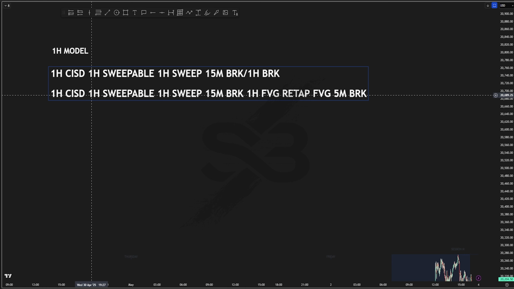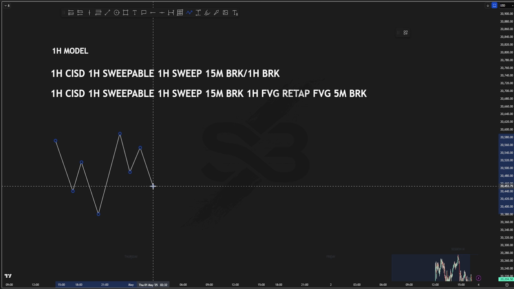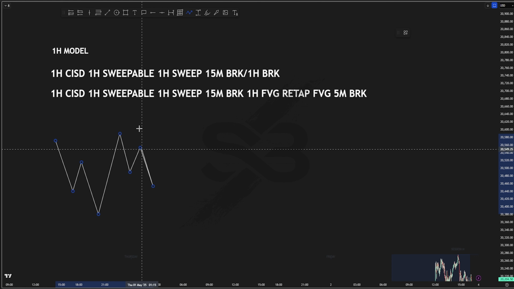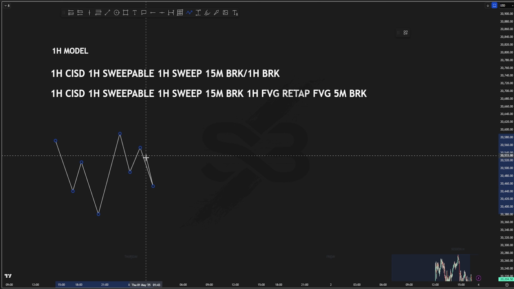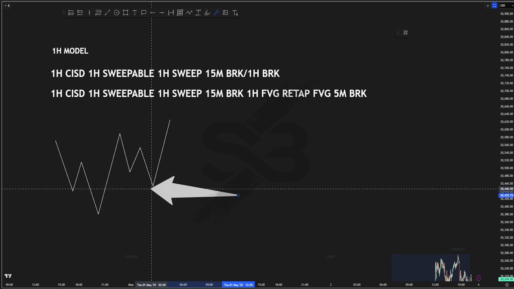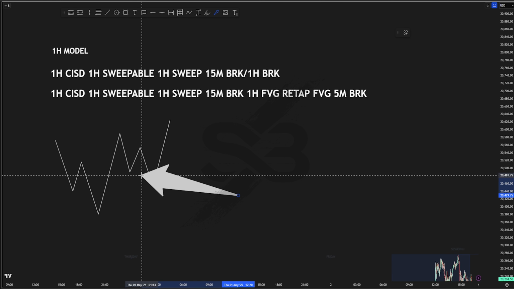So starting off with the 1 hour, we want to see a 1 hour CISD, meaning we want to see a breaker, right? Then we want it to print the sweepable, which is here. Then we want to sweep that sweepable, meaning go below it or above it, depending on if you're short-in or long-in. And then here on this leg, we want to create a 15-minute breaker to start off with. There will be, of course, a 1-minute breaker. There will be, of course, a 5-minute breaker. But to be the most reliable on the 1 hour model, you want to be using a 15-minute breaker to really get the bias.